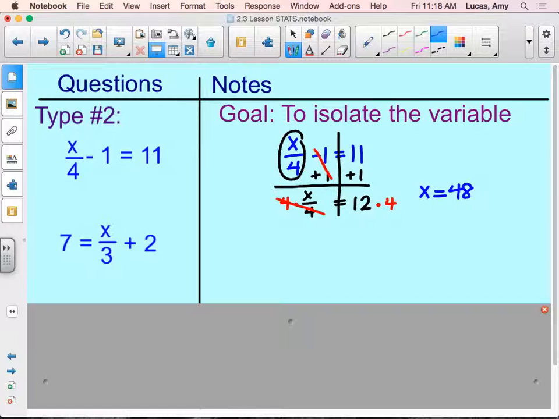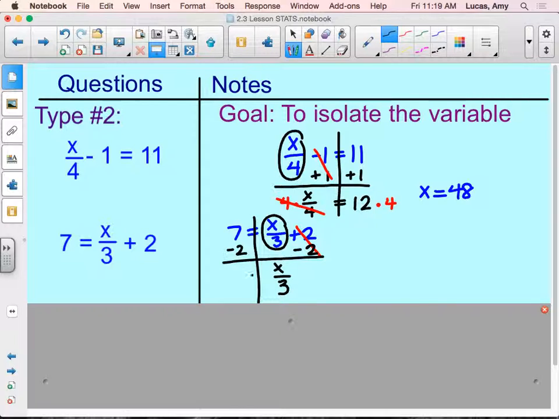The next equation, 7 equals x divided by 3 plus 2. Same approach, circle the variable part. After that I have a plus 2, so I need to subtract away that 2. So now I have x divided by 3 equals 5, and I would have to multiply by that 3. X was divided by 3, so I multiply by 3. So 3 times 5 is 15, x equals 15.